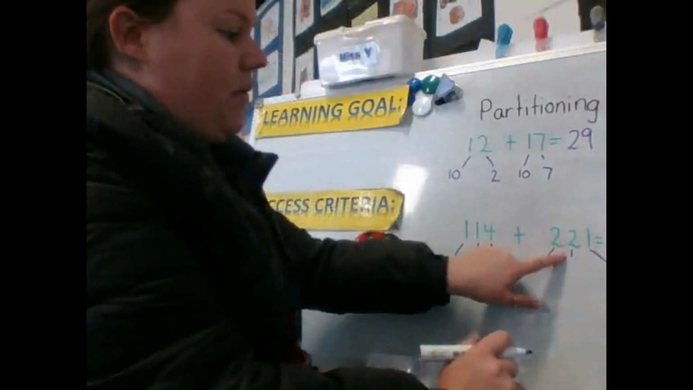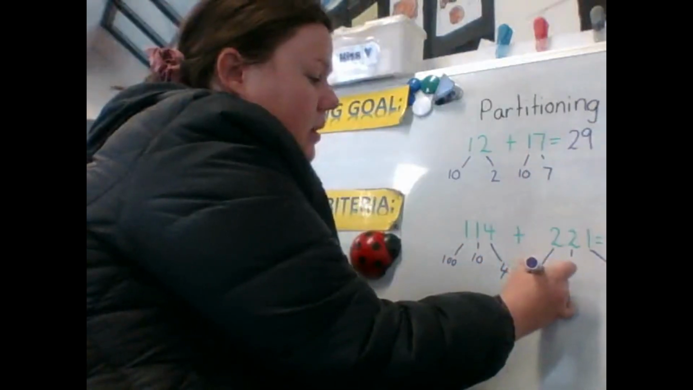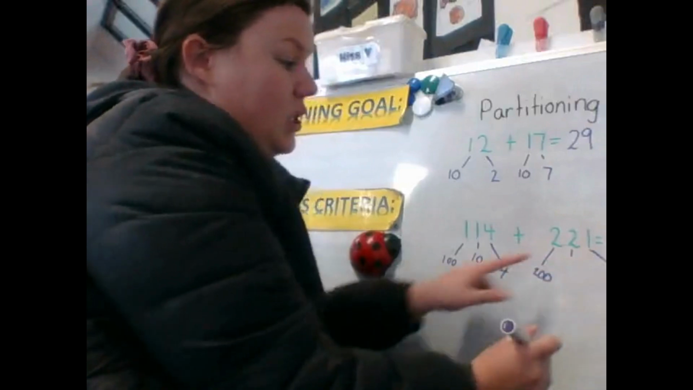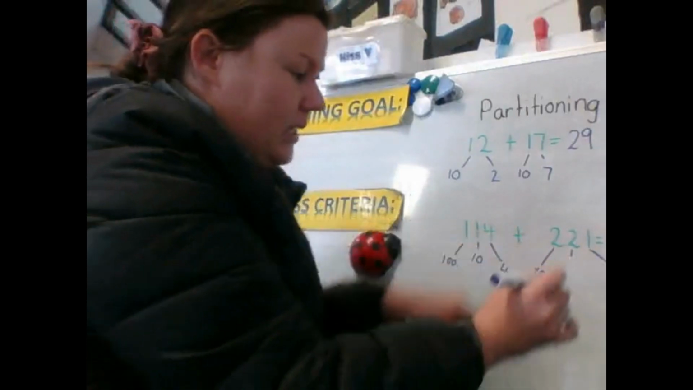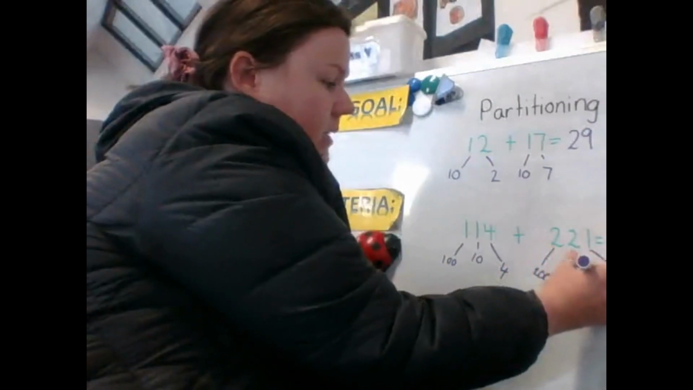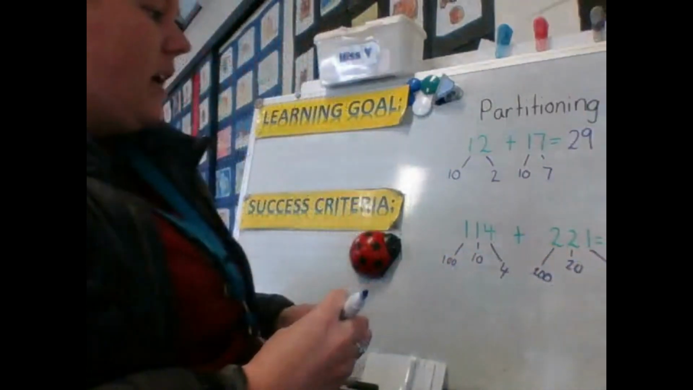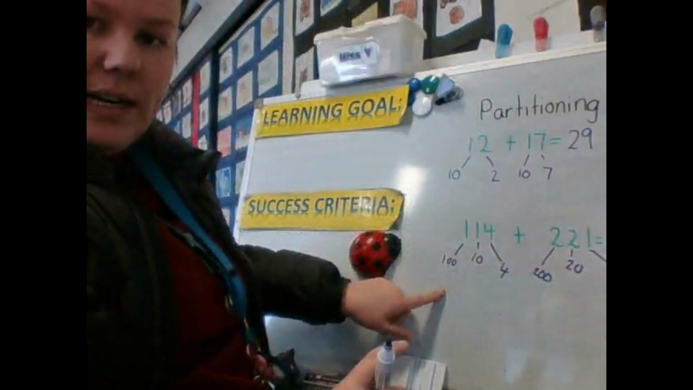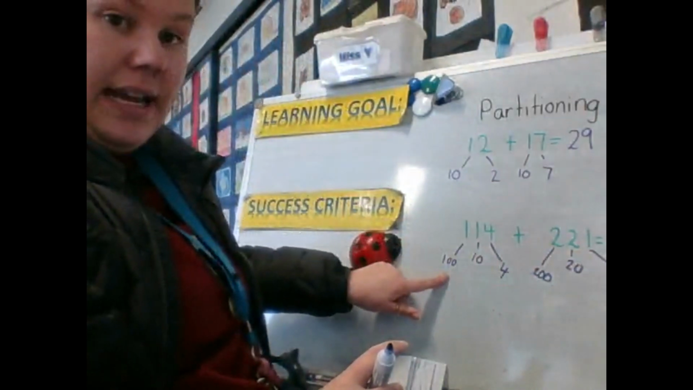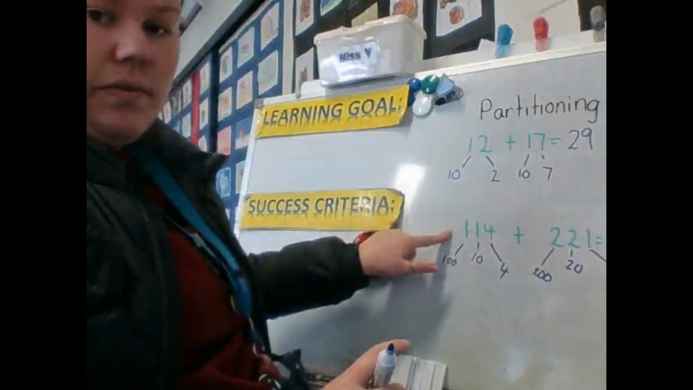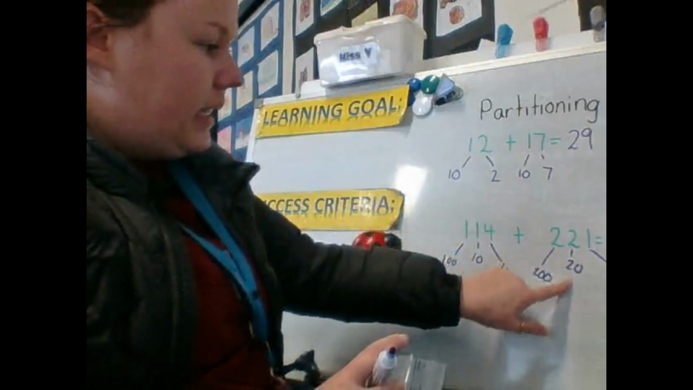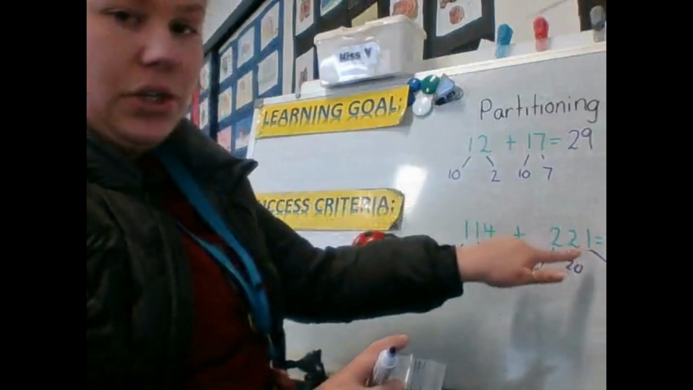And then we've got 200 plus 20. Again, it's in the tens column, so it's not equal to 2. It's equal to 20 plus 1. I can double check that I've partitioned correctly by adding these numbers together to see if I get it right. So 100 plus 10 plus 4 is 114. 200 plus 20 plus 1 is 221.